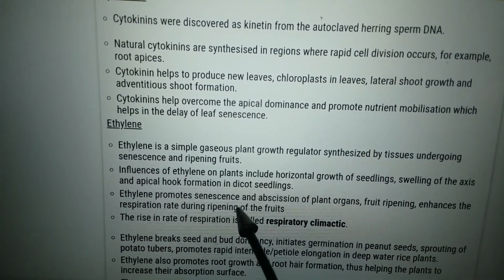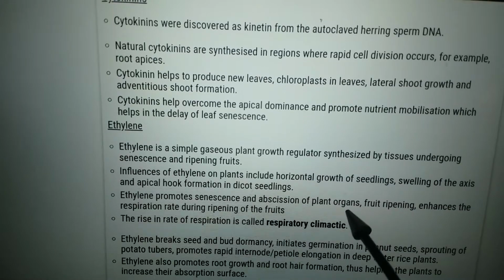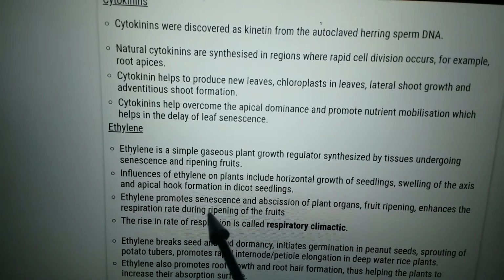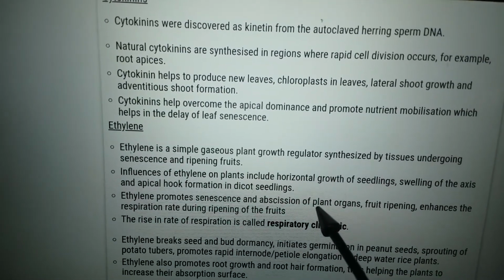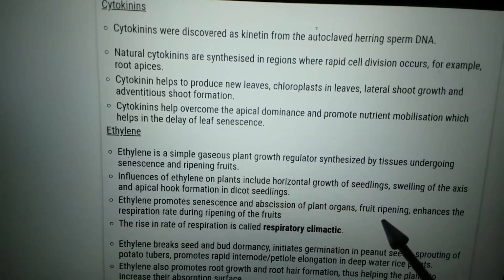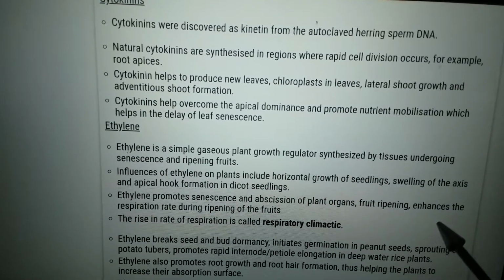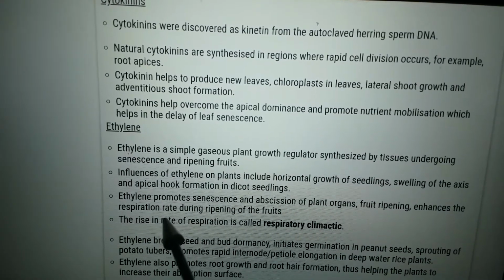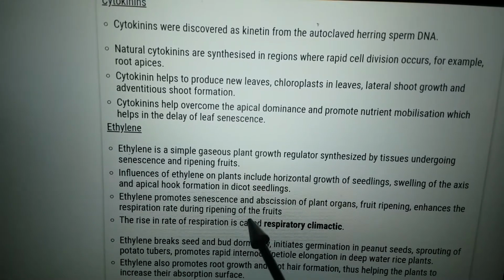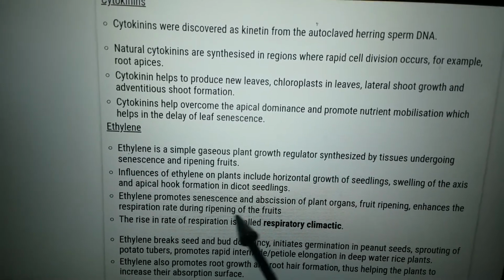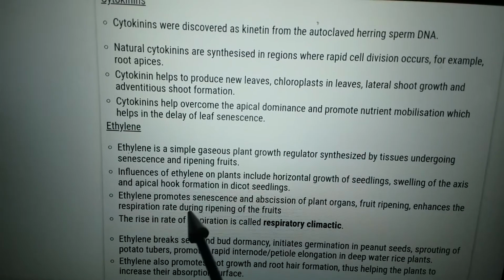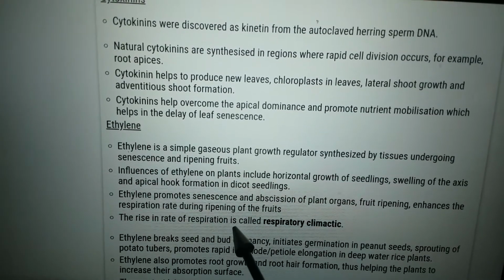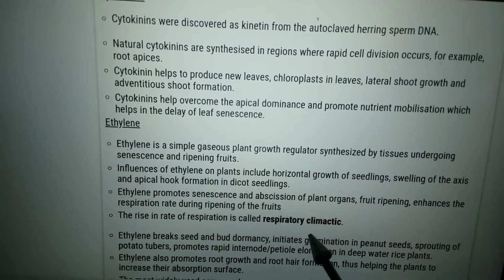Ethylene promotes senescence and abscission of plant organs. That means here it is acting as an inhibitor, and this results in fruit ripening, which enhances the respiration rate during ripening of fruits. Due to the increase in the rate of respiration, it is also called the respiratory climacteric.